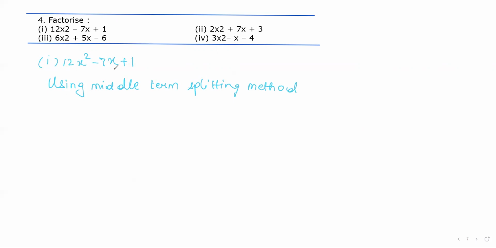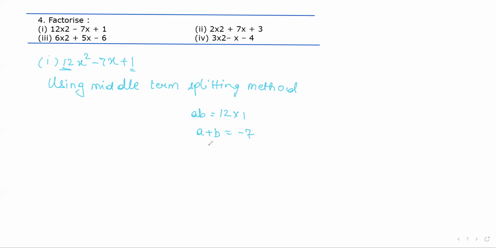You have 12x squared minus 7x plus 1. Whenever the coefficient of x squared is not 1, we have to consider 12 into 1 to be the multiple for ab. Coefficient of x squared multiplied by the constant value will give you ab. A plus b will be equal to minus 7, the coefficient of x.